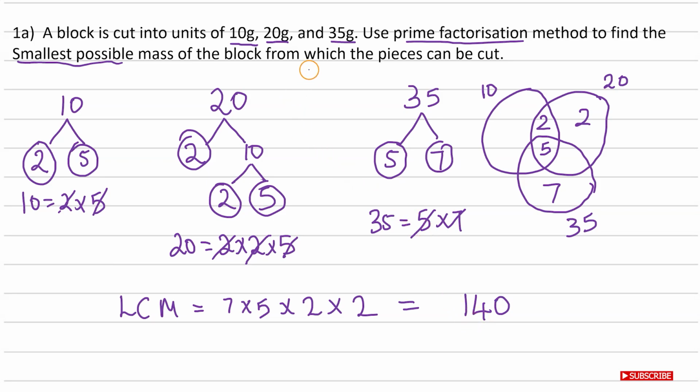Because we're talking about grams, the smallest possible mass is going to be equal to 140 grams.